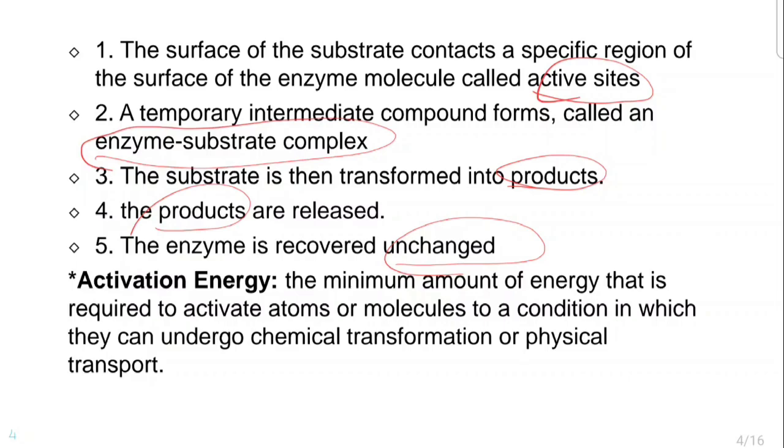transformed. The activation energy is the minimum amount of energy that is required to activate atoms or molecules to a condition in which they can undergo chemical transformation or physical transport. And your activation energy is usually required in order for your enzyme and substrate complex to be activated.